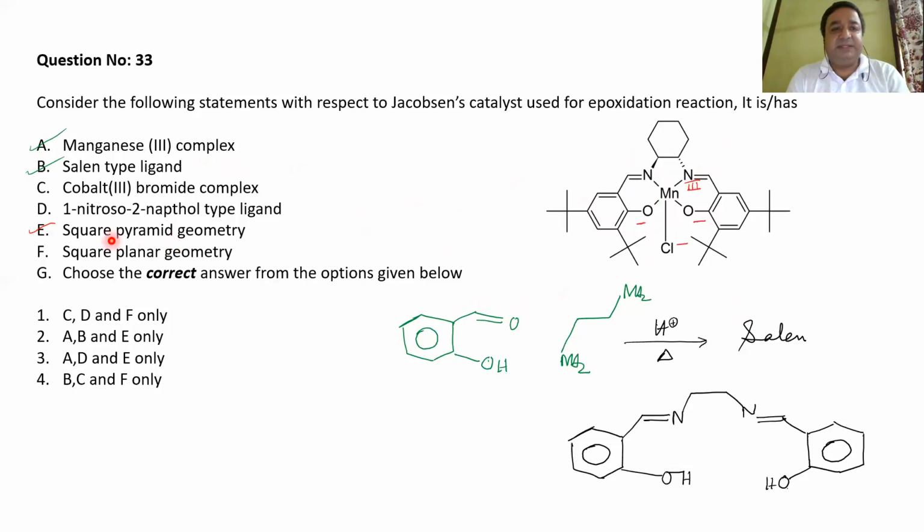Now to predict the square pyramidal geometry, we will say it is a square pyramid. We can do it from VBT, that is valence bond theory. That would be the proper way of doing it. Or if you look at the molecule over here itself, knowing the structure, you can see that this is the square base plane formed by the nitrogen and the oxygen. And then we have a chlorine, which is in the axial position. So obviously this is having a square pyramidal geometry. So from here we can say that we have A, B, and E as the correct options. So obviously the answer should be 2.